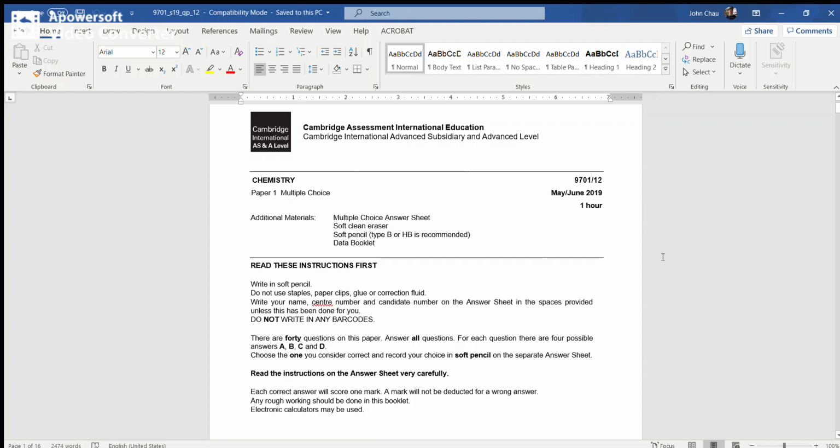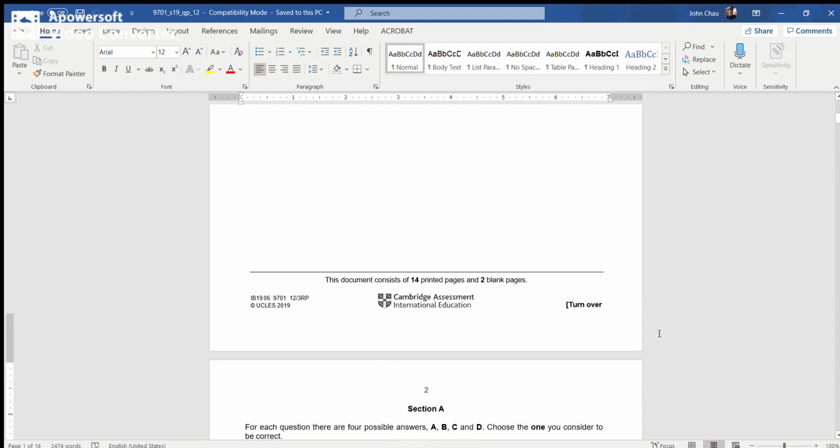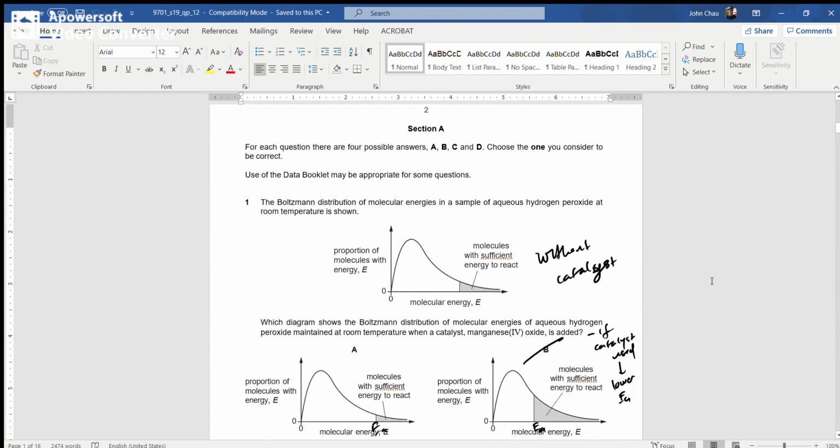Good morning. Today we look at paper 1 multiple choice May-June 2019 paper 12. Let's look at question 1. Now the Boltzmann distribution of molecular energies in a sample of aqueous hydrogen peroxide at room temperature is shown.